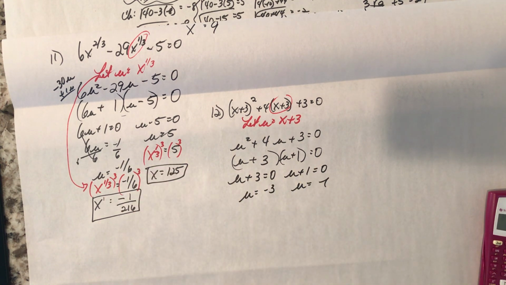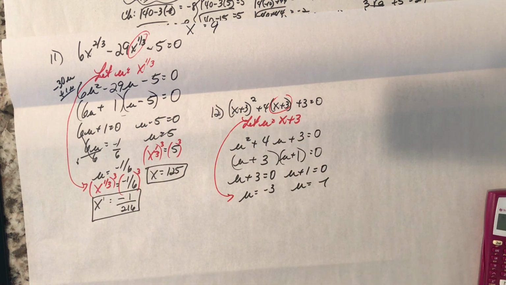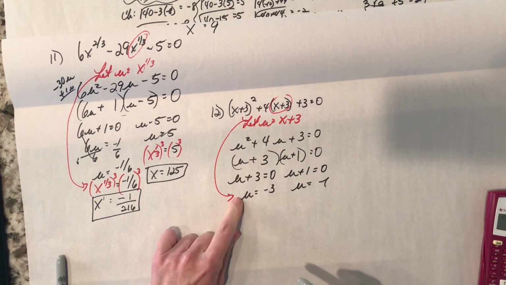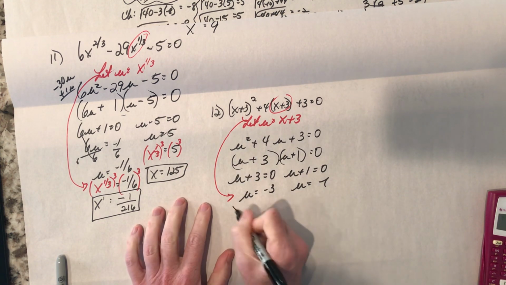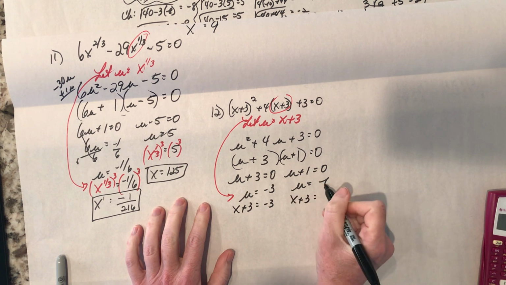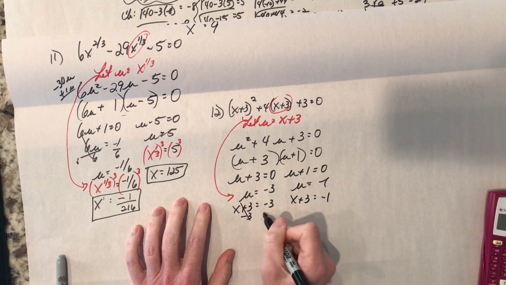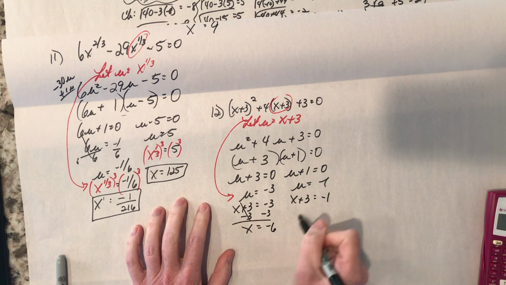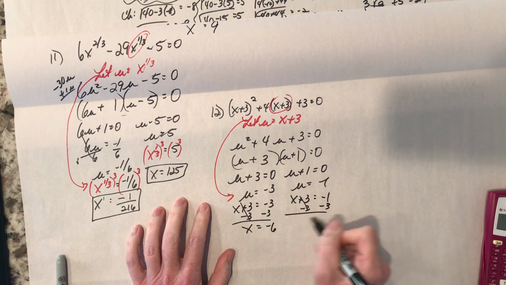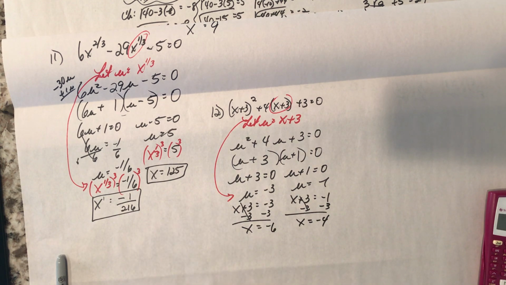And now, that's why we're using this weird little letter, because I don't want you to think, okay, I'm done with the answers, because this problem is not a mu problem, it's an x problem. So go back and resubstitute. Put in place of mu, put in x plus 3. That was a negative 1, so there we go. And now we need to solve for x. So x equals negative 6 and x equals negative 4.